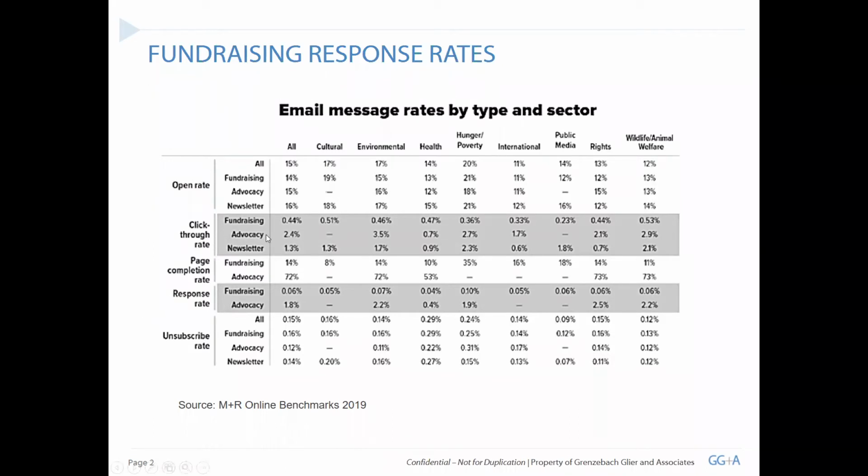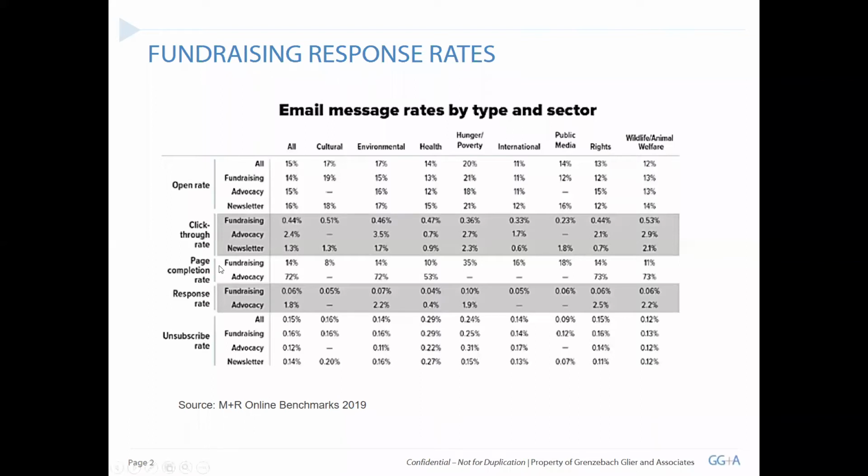Now, you may be thinking also that click-through rate or open rate would be the next most important metrics for you to look at. But actually they're not, because M&R tried to correlate those a couple of years ago to fundraising response rates, and they found zero correlation. There's very little relationship between open rates and click-through rates and how well your fundraising email finally performs.